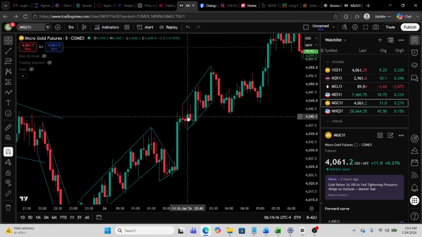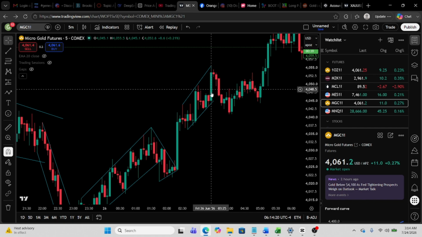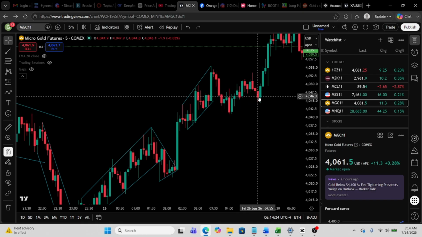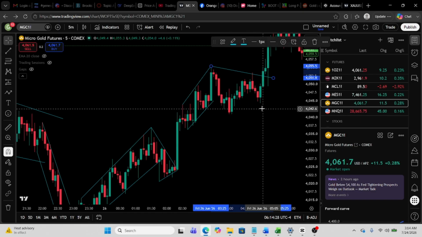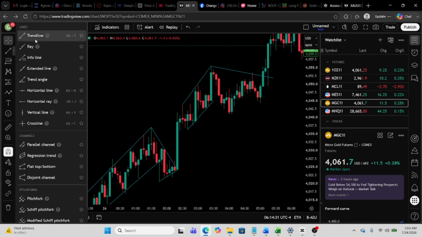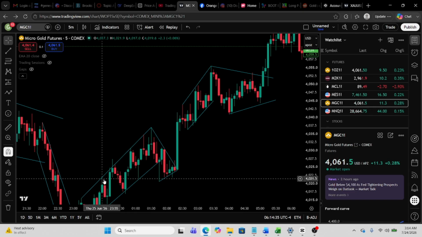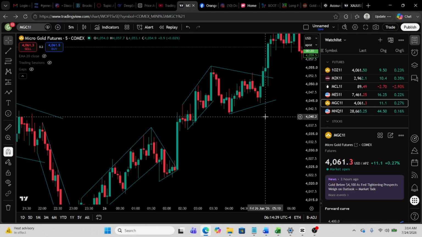Channel. Higher highs, higher lows. What's after a channel? Well, you get a break below this trend line, you get a trading range, right? Lower highs, higher lows. Same pattern as you got right here. Channel, trading range, breakout. Channel, trading range, breakout.